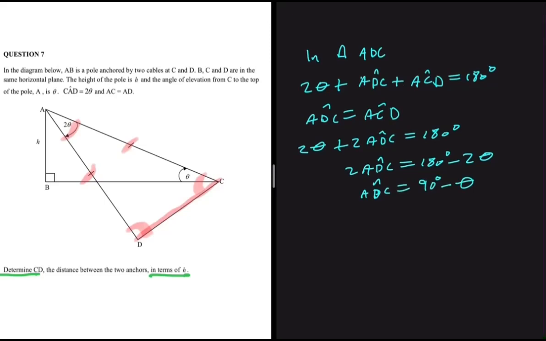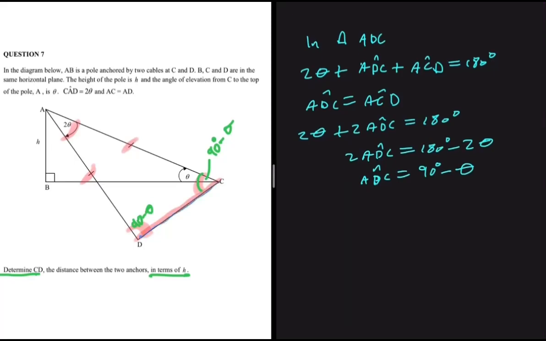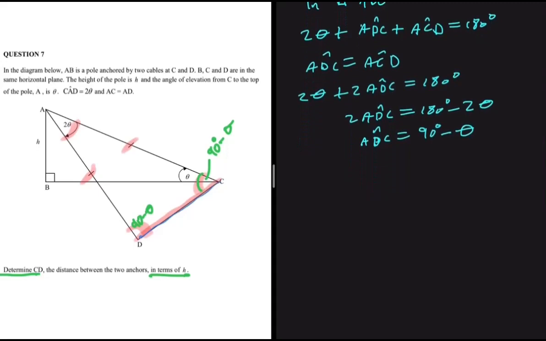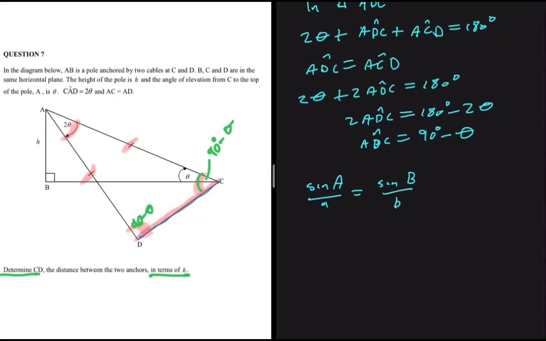So now we have this angle here, which is 90 degrees minus theta. This angle here is also 90 degrees minus theta. Let's not forget our aim. We want to determine line DC, right, in terms of H. So what can we do here? We can use the sine rule, right? We can say that sine of A divided by the side A will be equal to sine of B divided by the side B. We're still in triangle ADC, right?